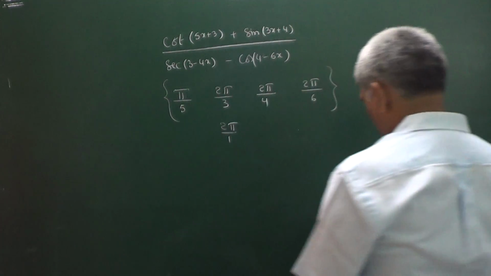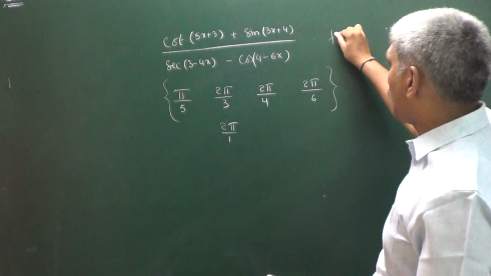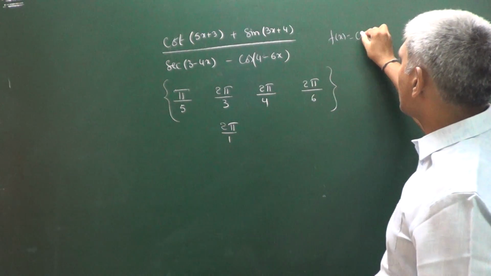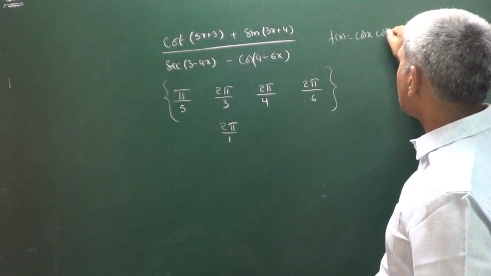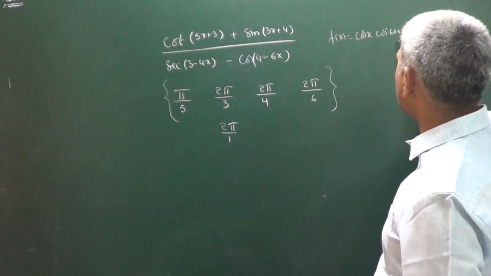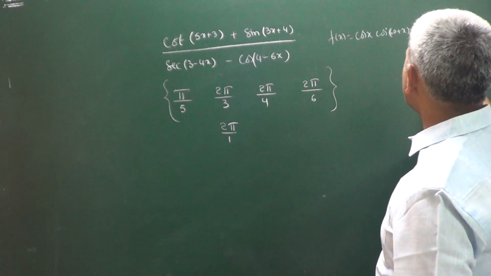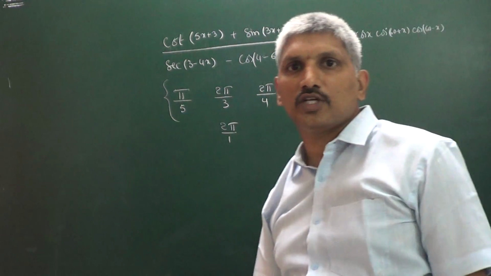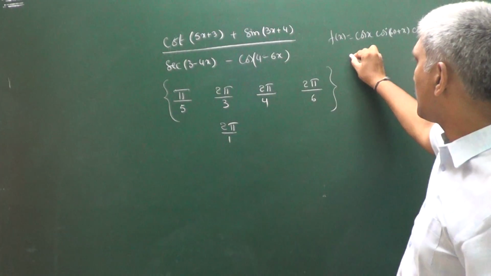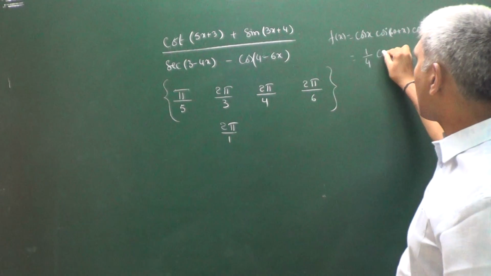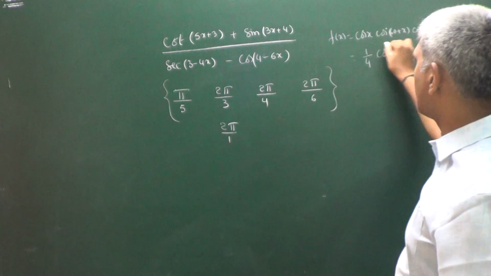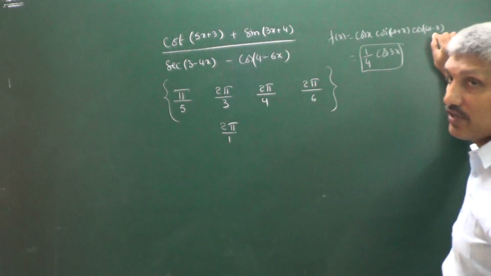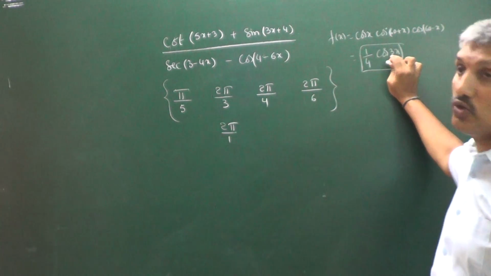So this is another question. f(x) is equal to cos x into cos(60 + x) into cos(60 − x). We want to find out the period of the function. As you know, this simplification we did earlier, you will get 1 by 4 into cos 3x.